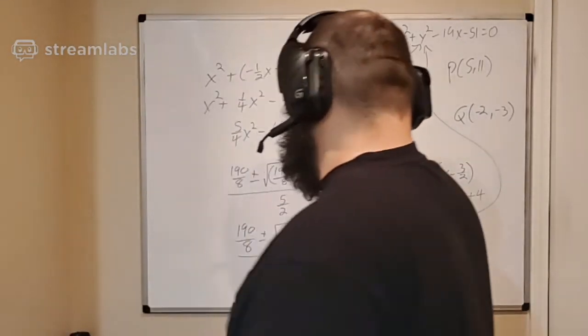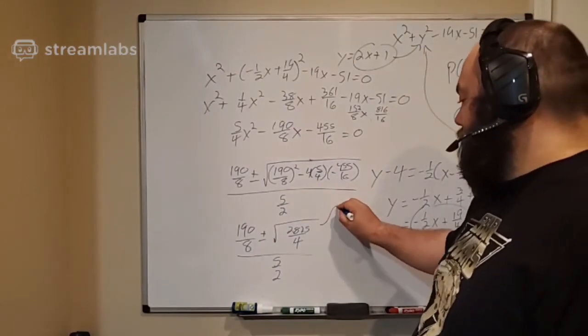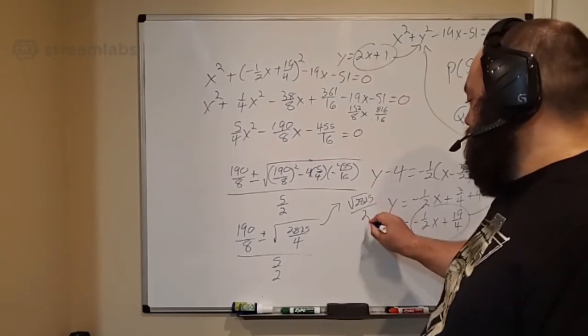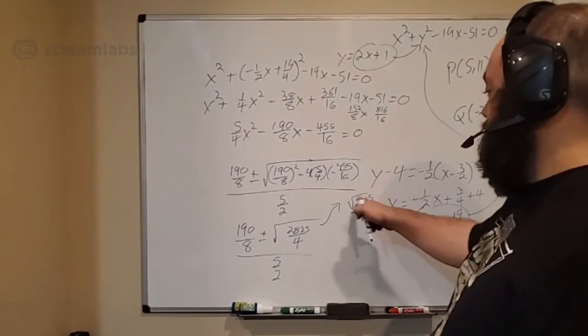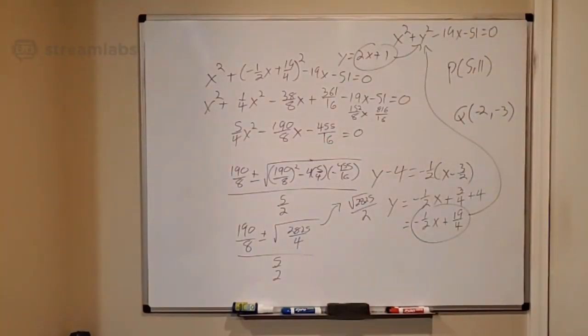You should know how to simplify this. The over 4 part comes out, so that is the square root of 2825 over 2. And then you should be able to simplify your radical. You're in calculus, I expect you to be able to do that. But clearly that's divisible by 25 at least, because it ends in 25. So you can go from there. Okay.